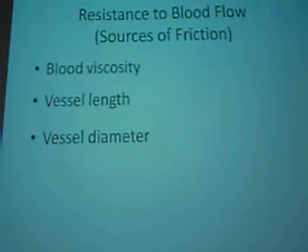Vessel length is also something we talked about. The length of the vessel would be like sucking a milkshake through a garden hose in comparison to sucking a milkshake through a regular straw. So the length of the vessel actually makes a difference for the amount of resistance that flow encounters.